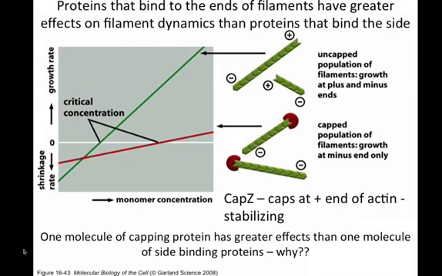Yes? You said tropomyosin binds 7. That tropomyosin binds along the side and binds 7 subunits at a time. Cap only binds one, but it binds the end. And that's where your coming and going is happening. And so that's why it has a greater effect.